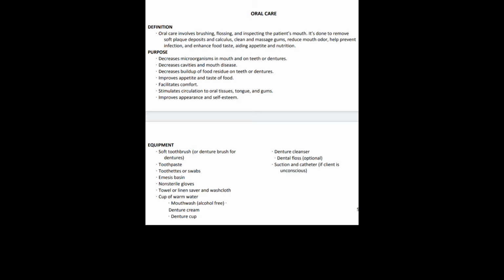The equipment are a soft toothbrush, toothpaste, toothpicks or swabs, emesis basin, non-sterile gloves, towel or linen saver and washcloth, cup of warm water, mouthwash, denture cream, denture cup, denture cleanser, dental floss, and suction and catheter if the client is unconscious.